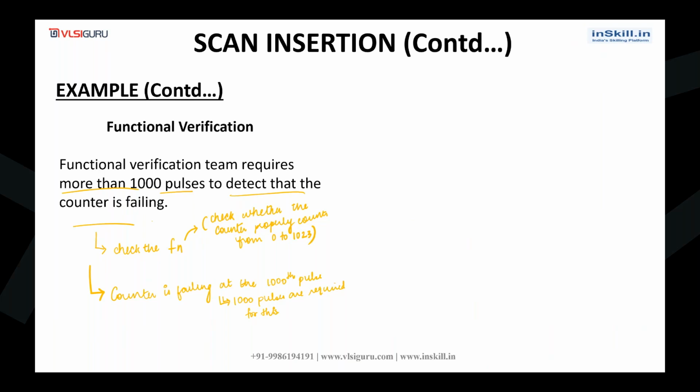And then some more clock pulses will be required for counter initialization and counter observation. Counter initialization means the counter has to be brought to some initial state, and counter observation means the output of the counter has to be taken to some register and the register has to be read.